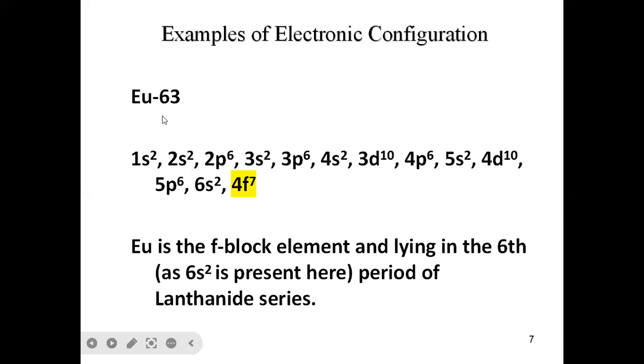Taking the example of europium 63 of the lanthanide series, you can write the electronic configuration here in this way. There is 4f7 at the last, the yellow highlight. So this shows that europium is the f block element and lying in the sixth period. As we can see, the 6s2 is present here. So the period of the lanthanide series is the sixth period.